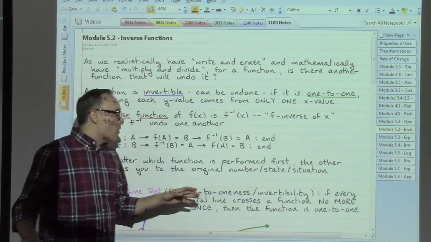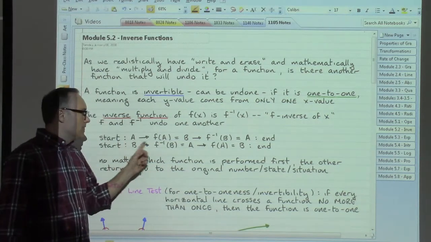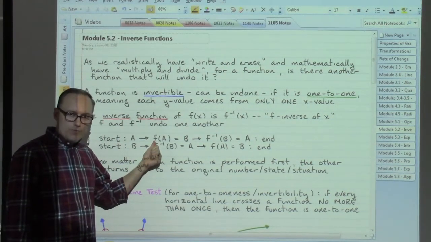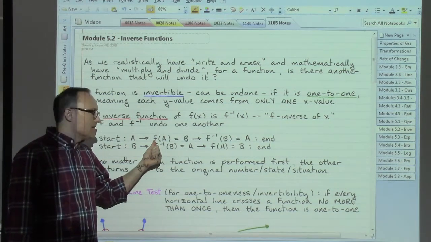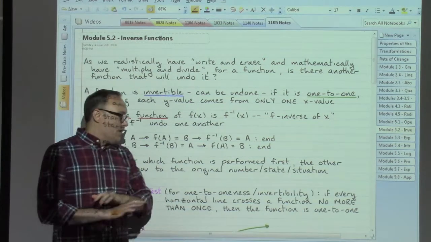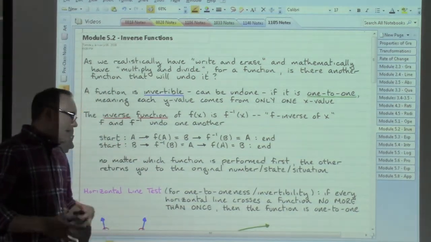And it's got to be no matter what we start with, as long as it's allowed. And it's got to be no matter which function we use first, whether it's the original function f or the inverse function. So it's got to all work in that sort of way.